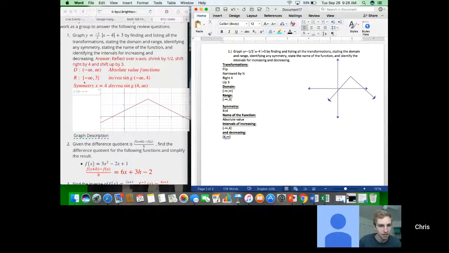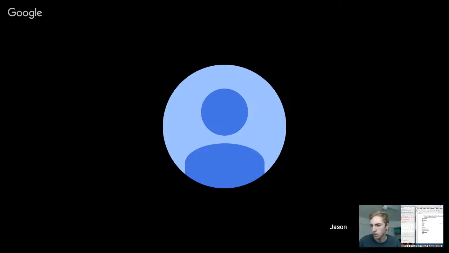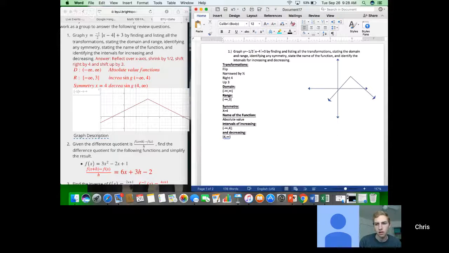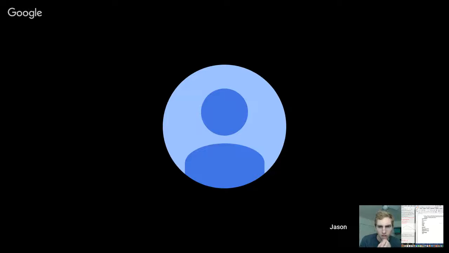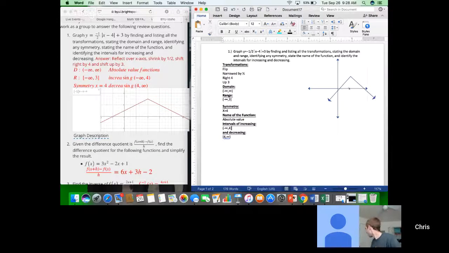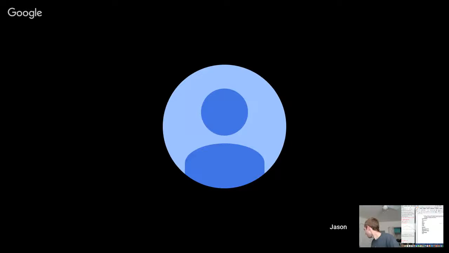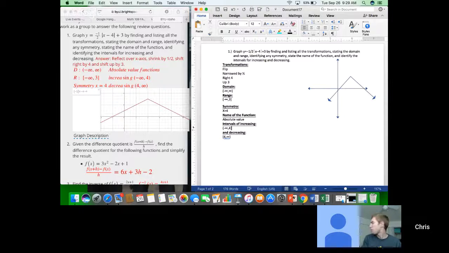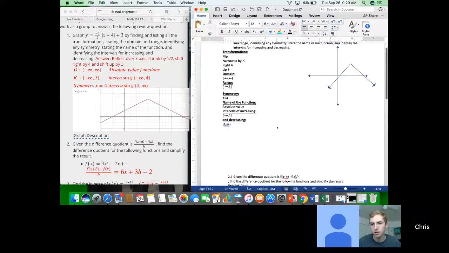Yeah. Right. So symmetry, x equals 4, increasing from negative infinity to 4. They did not put a square bracket. I guess you don't put square brackets, but I thought you did. My MyMathLab puts a square bracket. I'm pretty sure you're supposed to put a square bracket. And the graph does include 4. The graph looks very similar to ours, so I'm going to give that a pass.